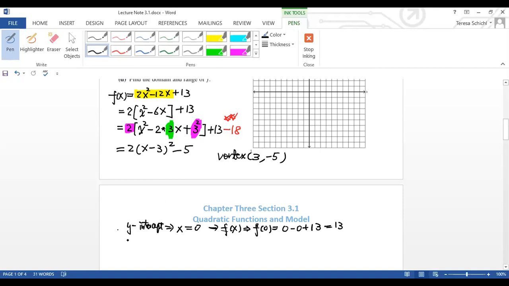Now the x-intercept, that means you let y equal to 0 here, right?